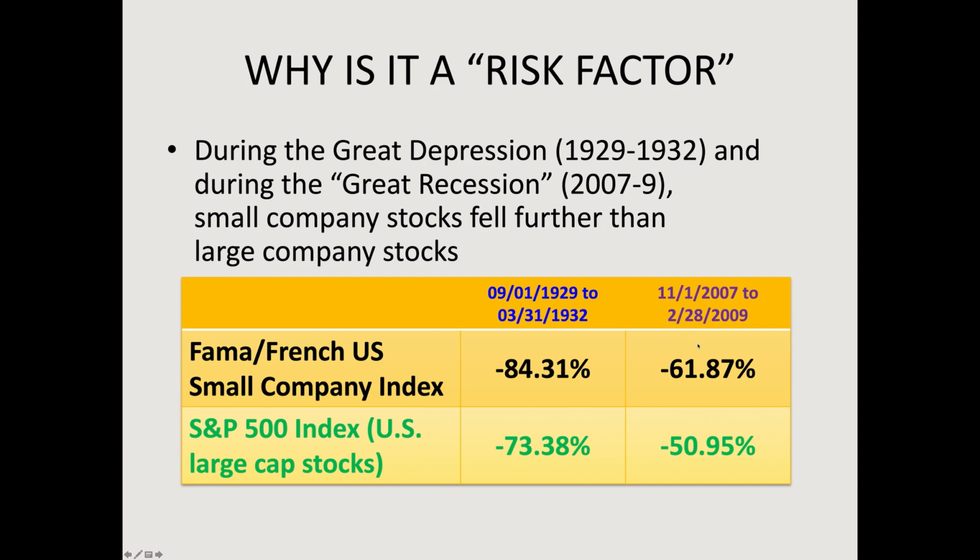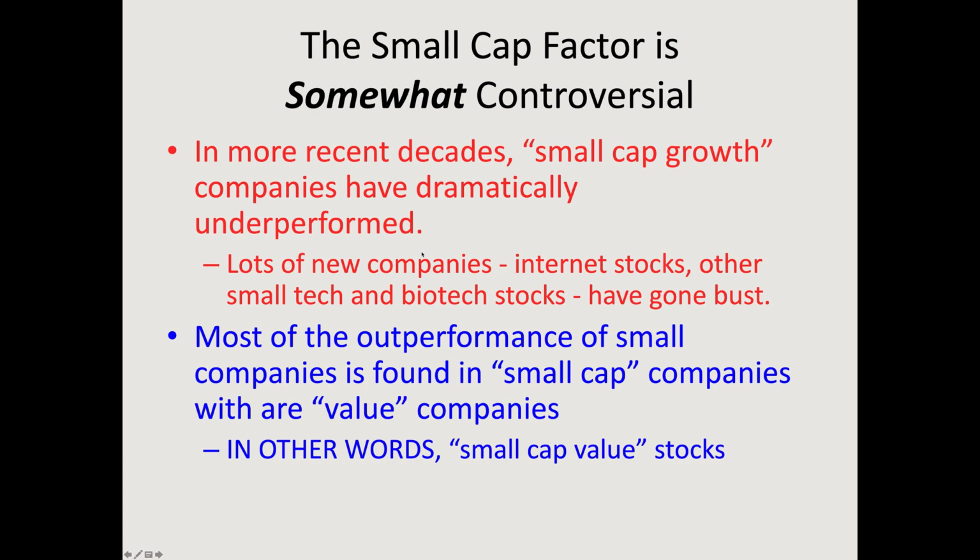And in the Great Recession, the small company index also fell further than the large company index. Large company U.S. stocks fell by 51%, but small company stocks fell by 62%. Surprisingly, that also happened recently. Here in March of 2020, small company stocks underperformed large company stocks. Both fell in value dramatically.